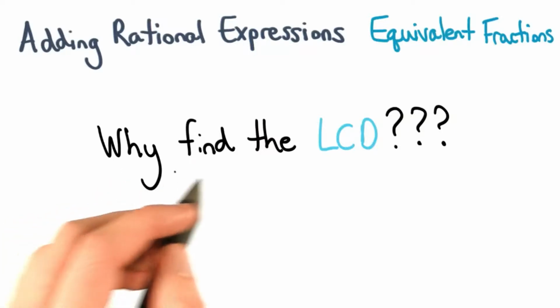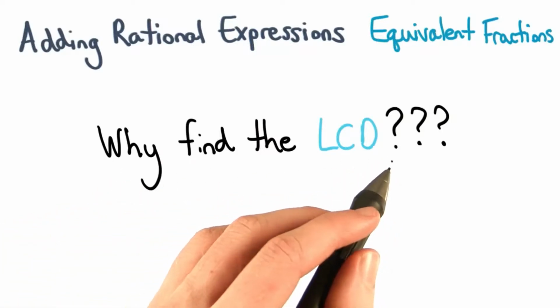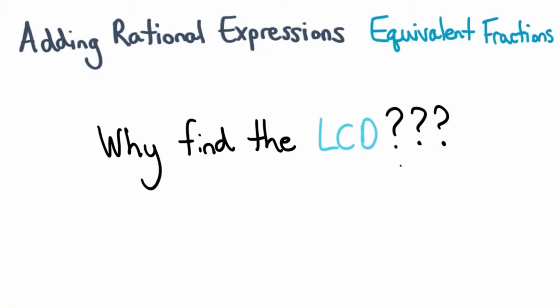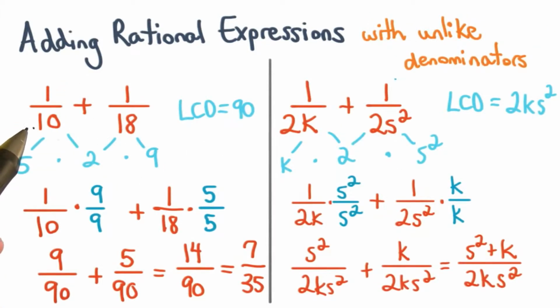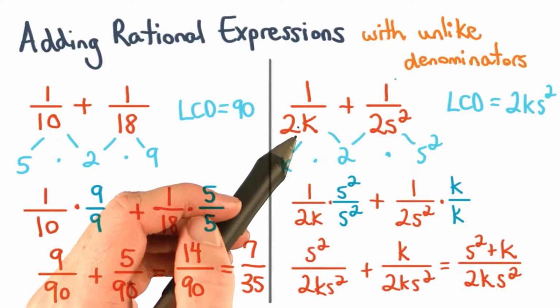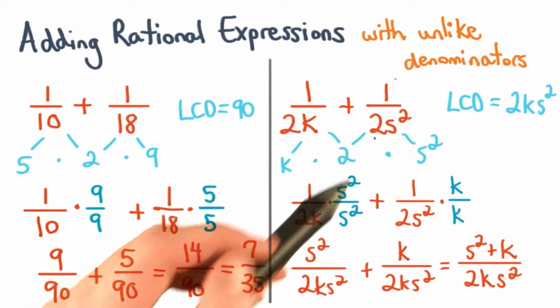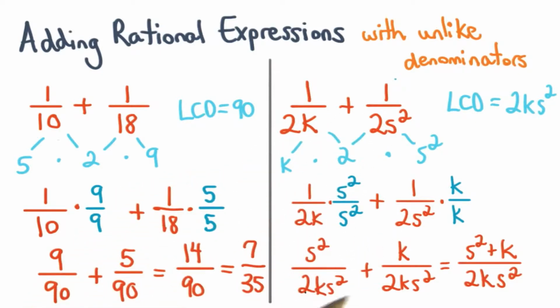So why do we need to find the lowest common denominator? Well, remember that we have to find a common denominator in order to add or subtract fractions. In our very first example, we needed to have 90ths in order to add these two fractions together. In the second example, we needed to have a common denominator of 2ks squared in order to add these two fractions together.